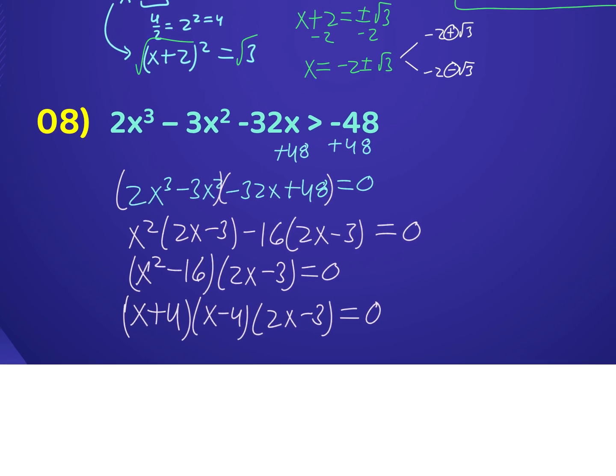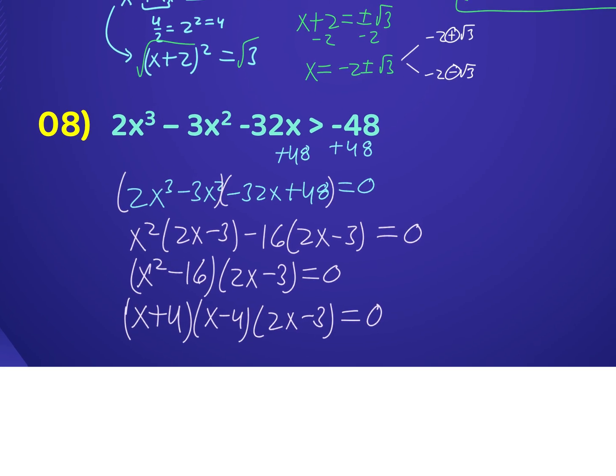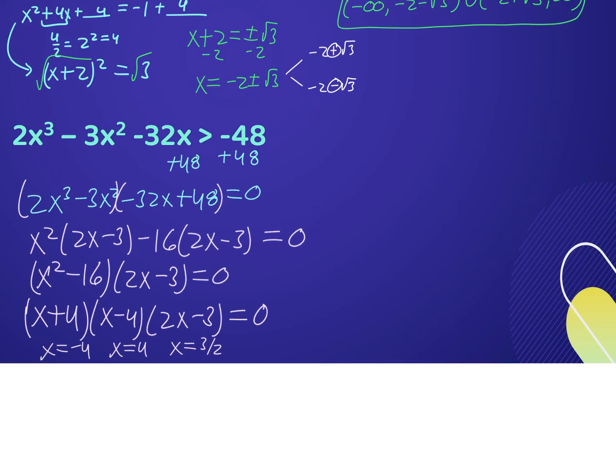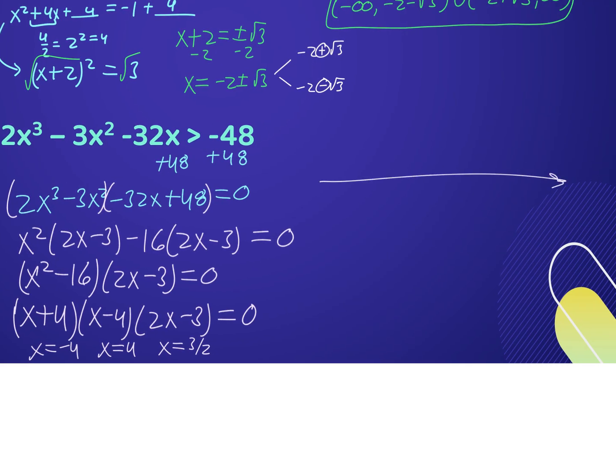Okay, so we get x plus 4, x minus 4, 2x minus 3 equals 0. And then so solving this, I get x equals negative 4, x equals 4, and x equals 3 halves. All right, and then so I'm just going to plot these on a number line. All right, negative 4 is our smallest value. 3 halves is our next smallest value, and then 4 is our biggest one.